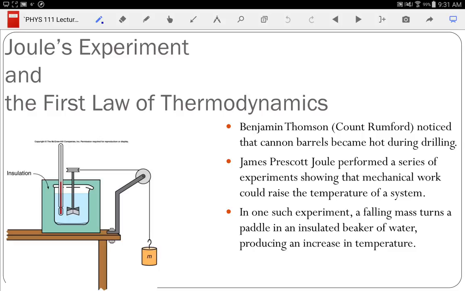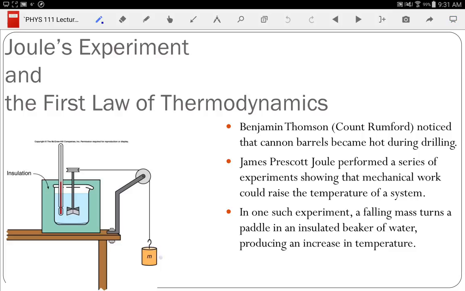Now, we've already talked about the fact that calories are an energy. So I'm going a little bit back in time here. It was James Prescott Joule who did the experiment to show the equivalence between heat and energy. And so his experiment is illustrated here.